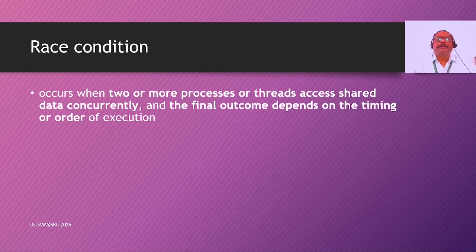And because of this, whatever we have seen is what we call race condition. This occurs when 2 or more processes or threads access the shared data concurrently, and the final outcome depends on the timing or the order of the execution. Yeah, that's what race condition is, and this is the major problem which forces us to go for what we call process synchronization. So that's it for now.